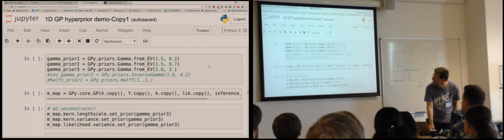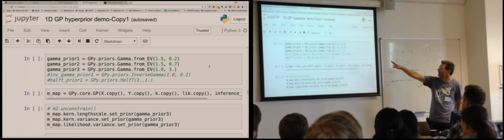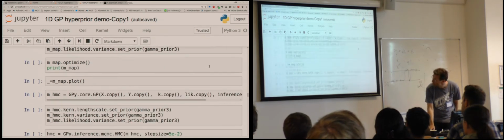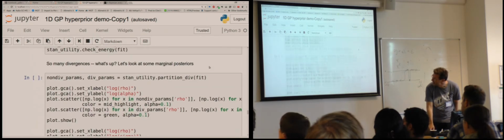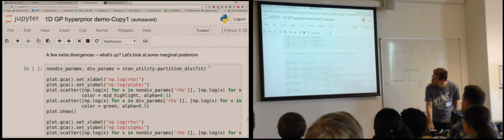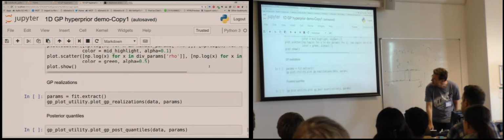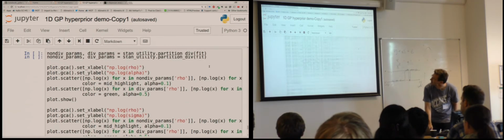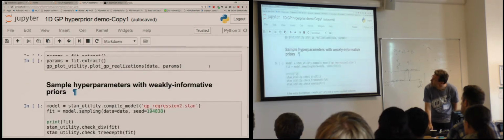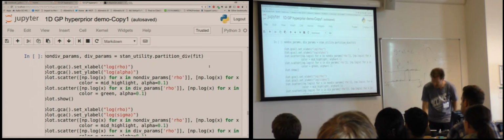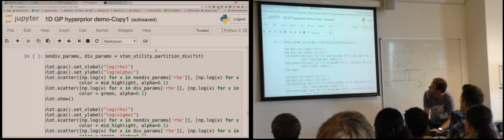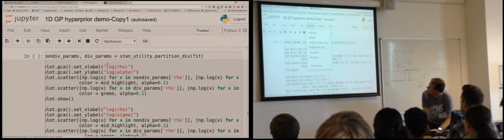And now there are examples with the gamma priors, with some weakly informative gamma prior and sampling, and even without NUTS. I think I had the plots. Okay, they disappeared, the plots somehow. Let's see if they appear.